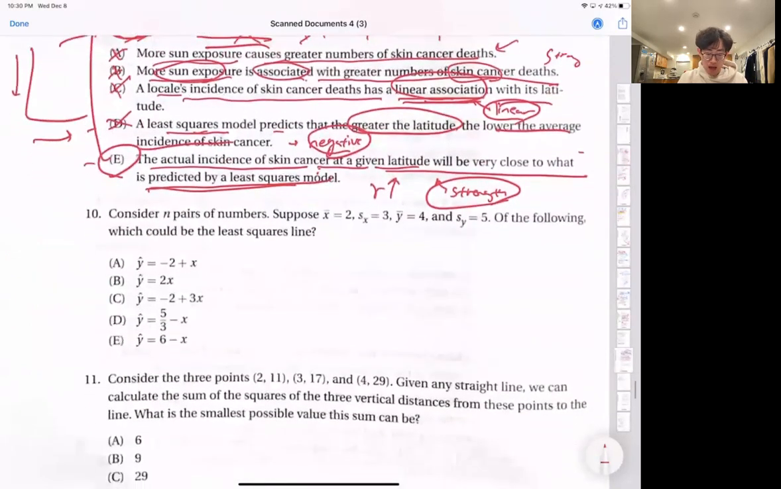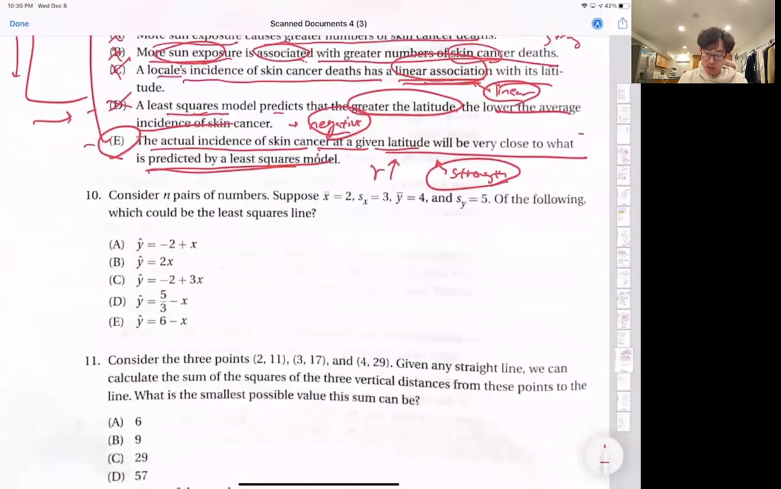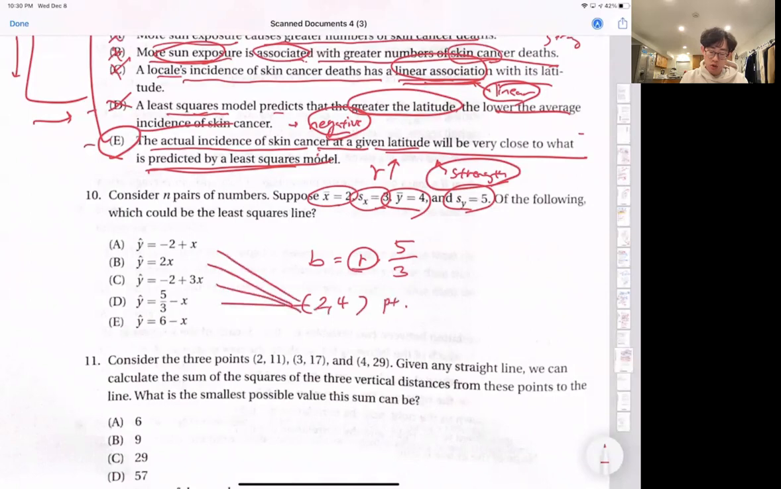All right, so that was a handful. Number 10. Now we're down to something that's quite easy. Sy over Sx, 5/3, times R is your slope. Unfortunately, I don't know what R is. Okay, well, let's take a look at what we're given. (2, 4) is a pair of points that you can use to plug into every single one of your choices and eliminate them.